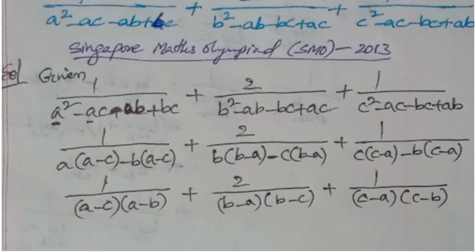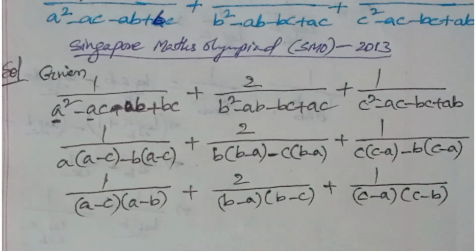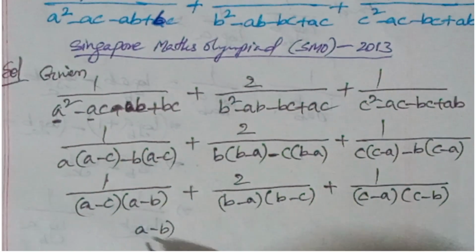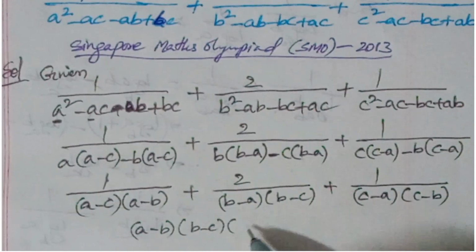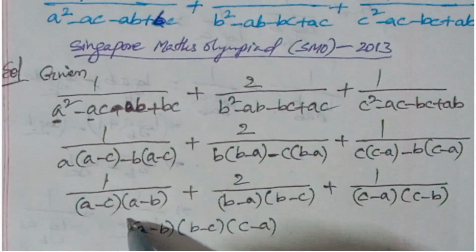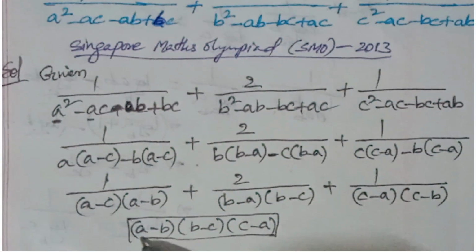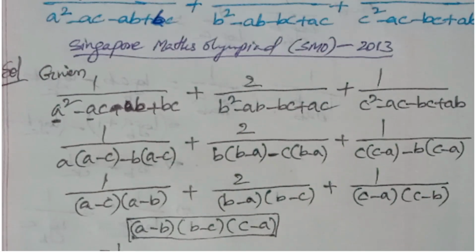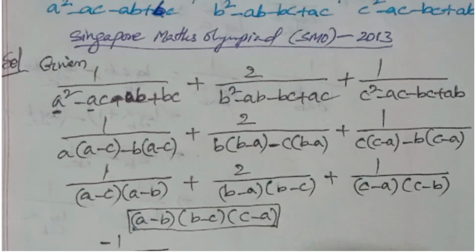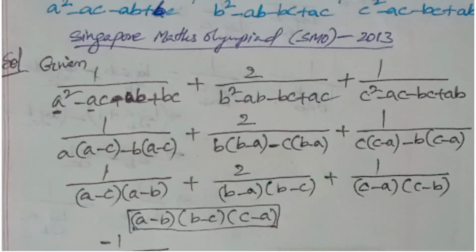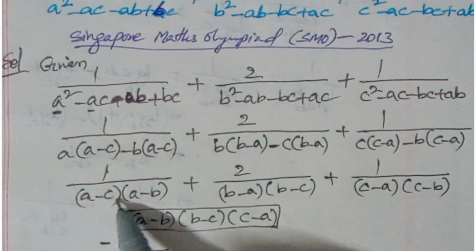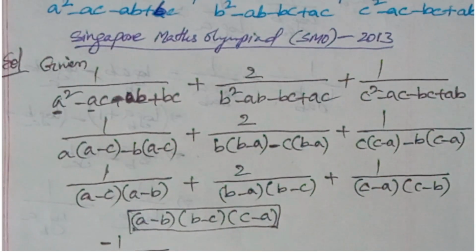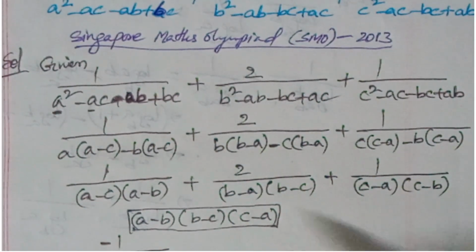Here these factors are not in cyclic order. Let me write the cyclic order: A minus B, B minus C, C minus A. If you follow the cyclic order here, you'll get minus 1 by A minus B. A minus B is already there. Here you have to get C minus A, that's why we are getting negative. So here you'll write C minus A.